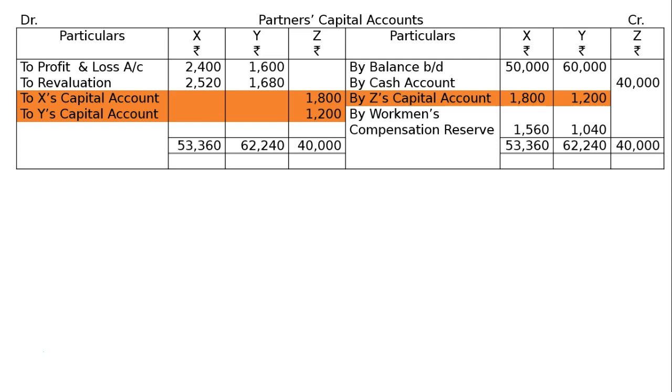Then we have to add the credit side, and that will be taken to the debit side. We will be finding the difference. Balance carried down, that is for X rupees 48,440, for Y rupees 58,960 and Z rupees 37,000.